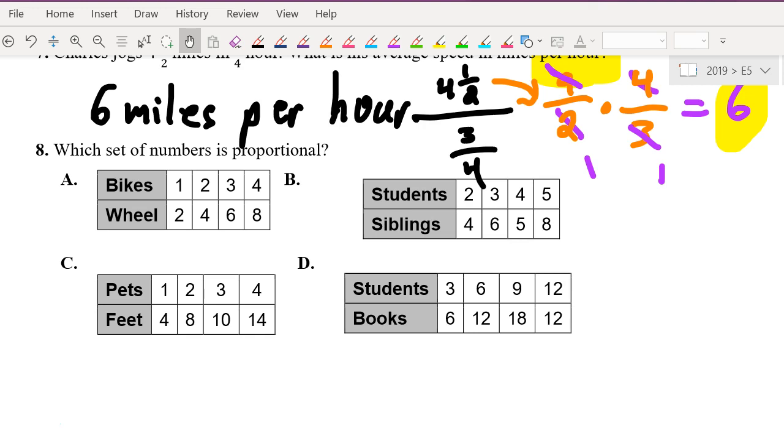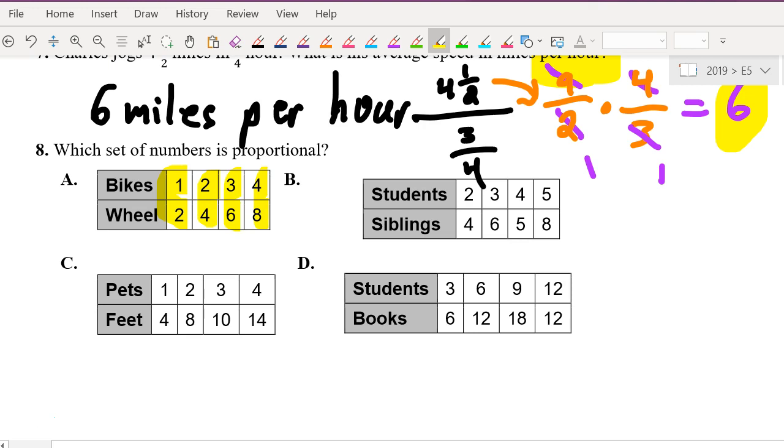Okay, why do you say it's A? The wheels have a consistent rate by adding 2 every single time. It goes from 2 to 4 to 6 to 8, and the bikes add 1 every single time. Okay, but we want to see if it's the same fraction: 1/2, 2/4, 3/6, 4/8. Do those match?